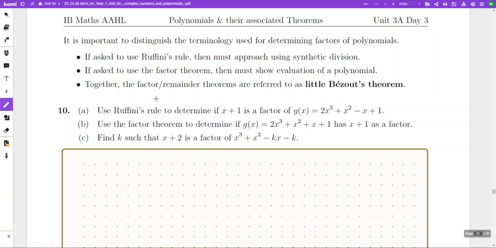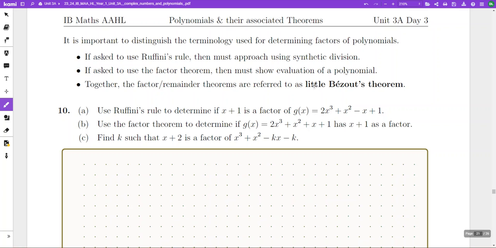So, here we want to discuss some of the theorems associated with polynomials that can help us with factoring polynomials. It is important to distinguish the terminology used for determining factors of polynomials. If you're asked to use Ruffini's rule, then you must approach using synthetic division. If you're asked to use the factor theorem, then you must show that you're evaluating a polynomial.